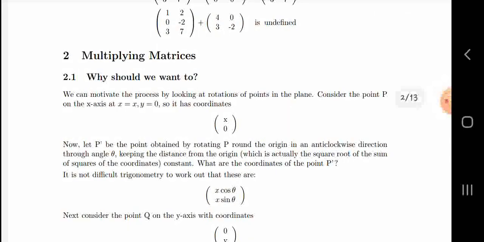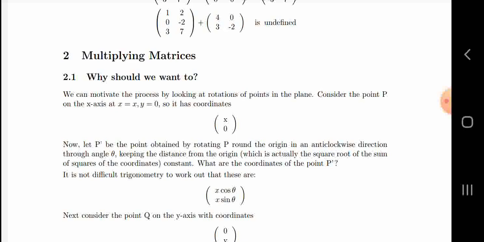Next, multiplication of matrices. Now we learned how we can do addition, but multiplication also we can do. We can motivate the process by looking at the ratio of the points, the ratio of the points on the planes they have given.